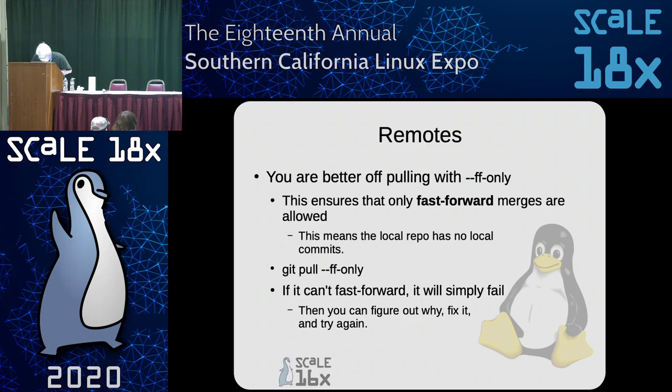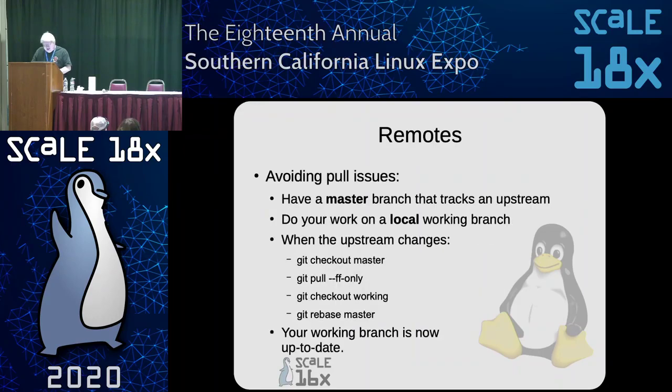Really, you're better off pulling with --ff-only, which means that only fast-forward merges are allowed. This means that the local repository has no local commits. If it can't fast-forward, it'll just fail. Then you figure out why, fix it, and try again. And again, Git is usually pretty vocal about what's going on, so it makes it easier to fix. All right.